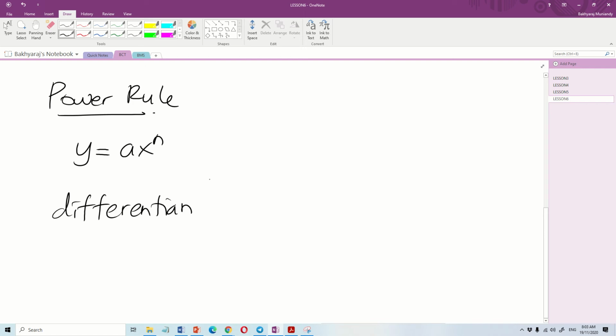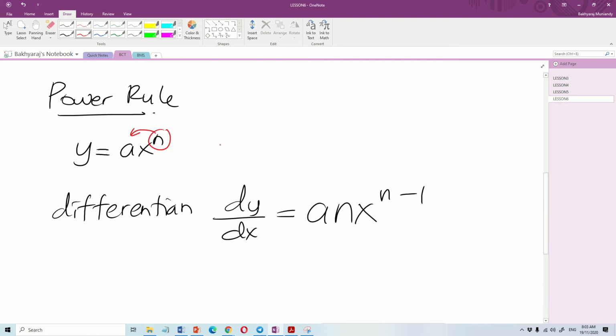So when you differentiate the formula, you get dy/dx. When you get dy/dx, what will be the formula? The formula is a times n times x^(n-1). Macam mana jadinya? Actually what happened here is n ni kena turun bawah. So a times n, because n turun bawah. Dengan x ni, power dia kena tolak 1, n minus 1.